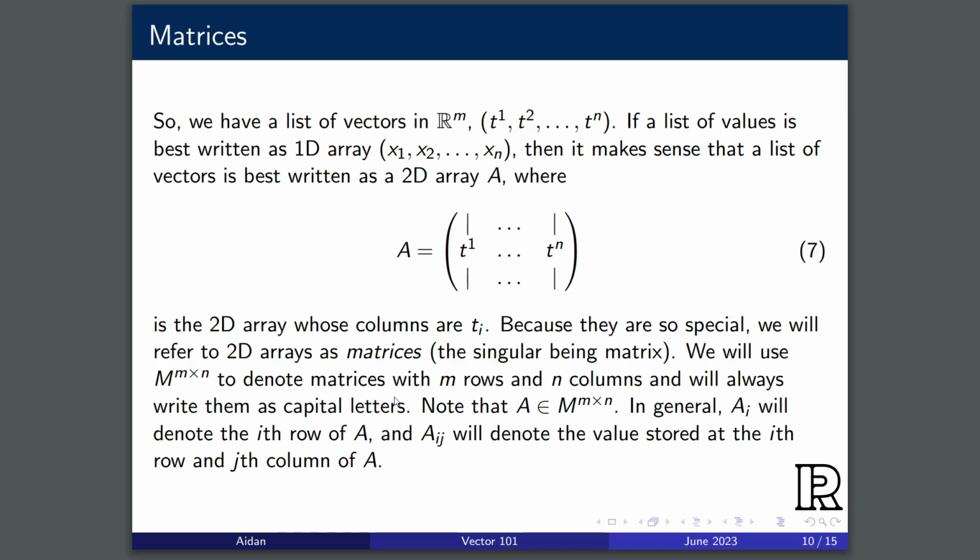Now we're always going to write matrices as capital letters. If you work it out, then this matrix A has m rows and n columns, right? Because the columns are T_1 through T_n, so there's n of those. And then each of these T_i has m values. So each column is m tall, so it has m rows and n columns.